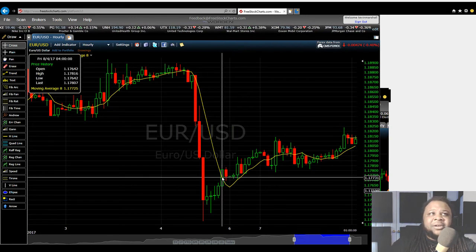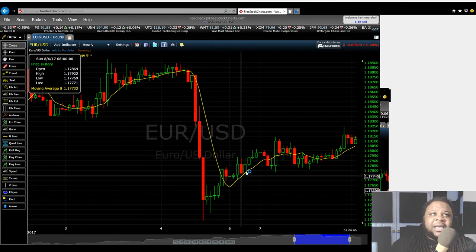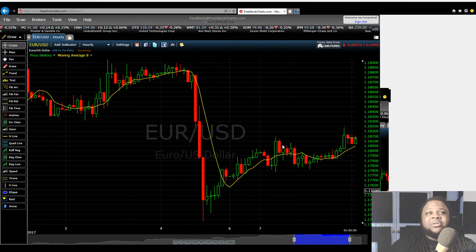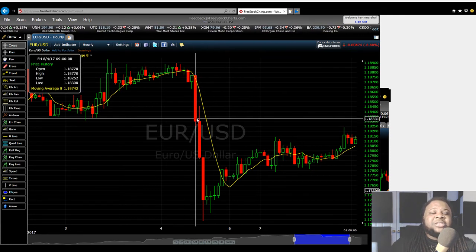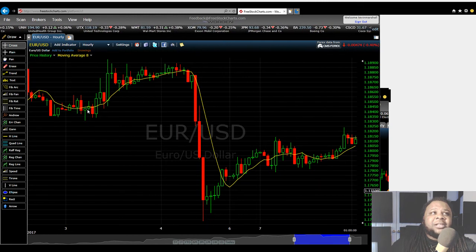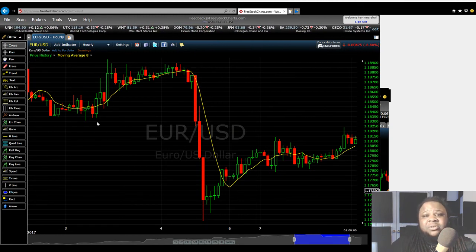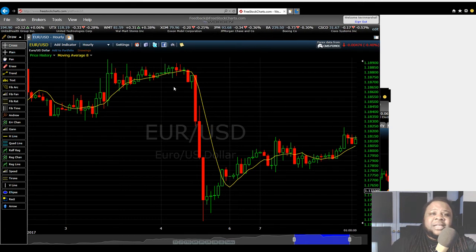So as you see right here, it finishes above this, and if you had got in on the uptrend for a couple hours, you probably could have scalped some profits or got in for an ITM. And it's the same thing for this one too. As you see, it finishes below, and bam, you would have got in right there. So this is the way that a lot of people use it too. I forgot to mention that, so that's something to keep in mind.